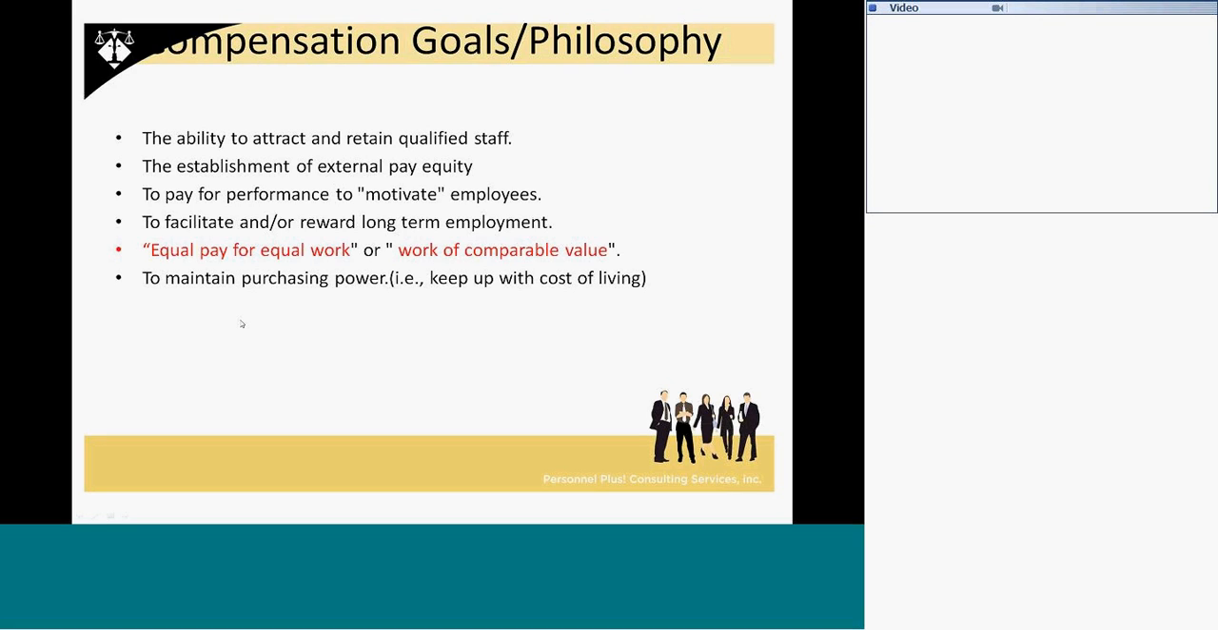Systems can have a variety of goals. It can be the ability to attract and retain qualified staff. If you tell me that's your goal, surely what you're saying is your compensation system needs to know what other people who you're in competition with pay people to do a certain job, because if you're paying way below market, it's going to be very difficult to attract and retain staff.